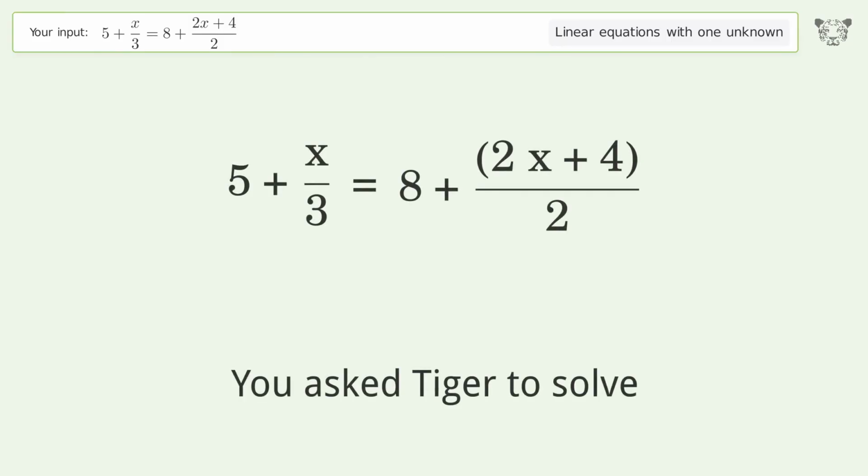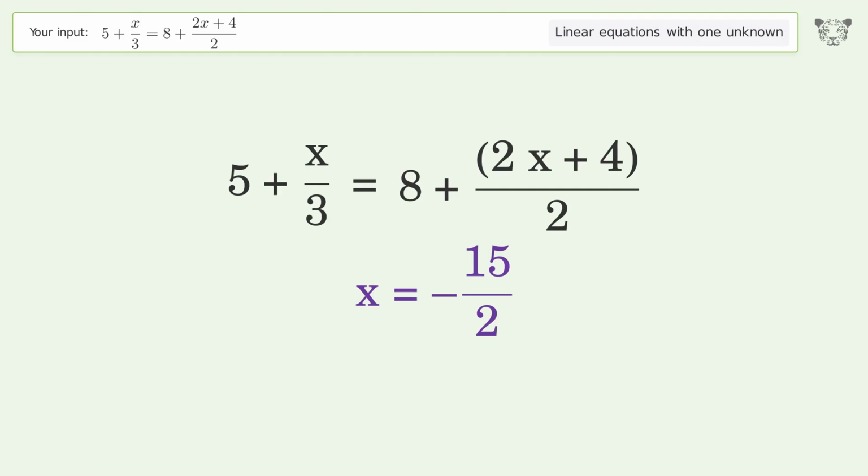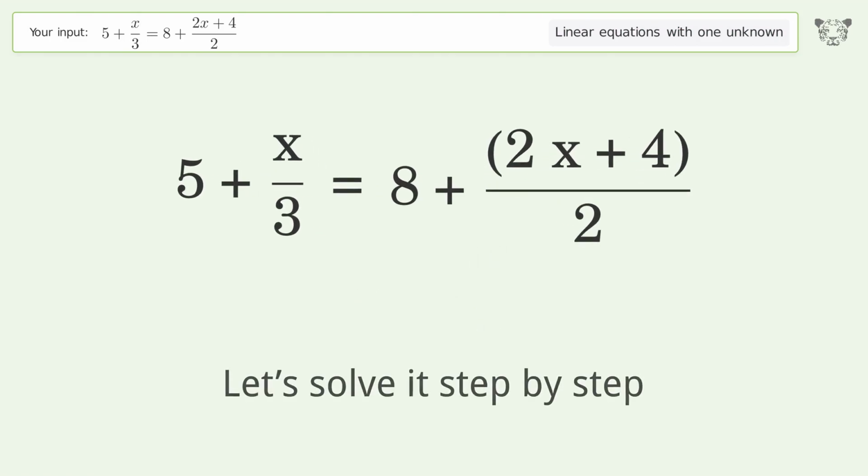You ask Tiger to solve. This deals with linear equations with one unknown. The final result is x equals -15/2. Let's solve it step by step.